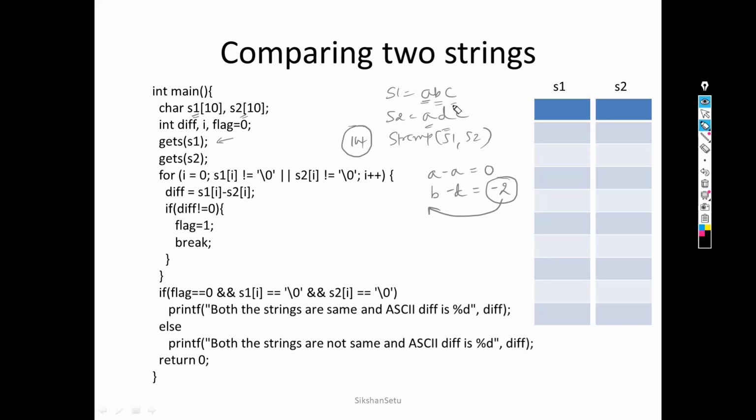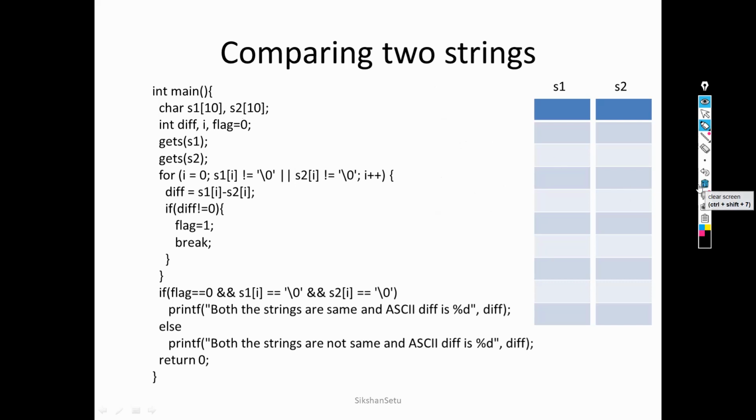So now we need not check the next character. Why? Because the second characters, B and D, are already not the same. Then there is no need to check the next character in the string. Ultimately, in strcmp, we have considered that it will return the difference of ASCII values in a particular string. So now we try to implement the same logic.